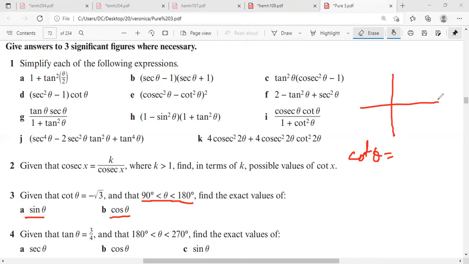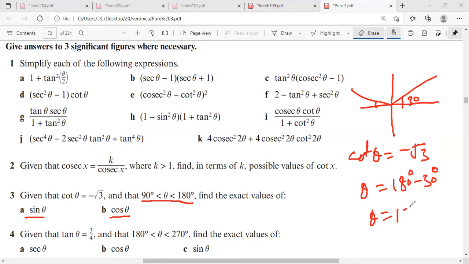So cot theta is equal to minus root 3. This means theta should be... where is cot theta root 3? Cot theta is root 3 for 30 degrees. But it has to be in the second quadrant. So 30 degrees is in the first quadrant. The other angle would be somewhere here, 30 degrees from the axis. So theta would be 180 minus 30, so theta would be 150 degrees.